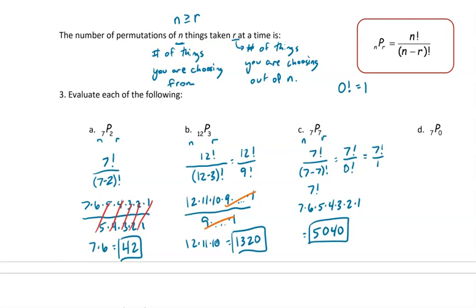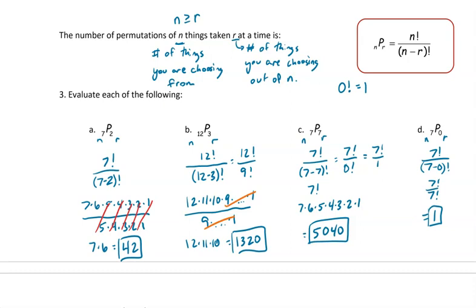All right, last one. Go ahead and try D on your own. Pause the video, give yourself some time. The answer will pop up on the screen right now. So for part D, the answer is just 1, because it ends up as 7 factorial over 7 factorial. Anything divided by itself is just 1.